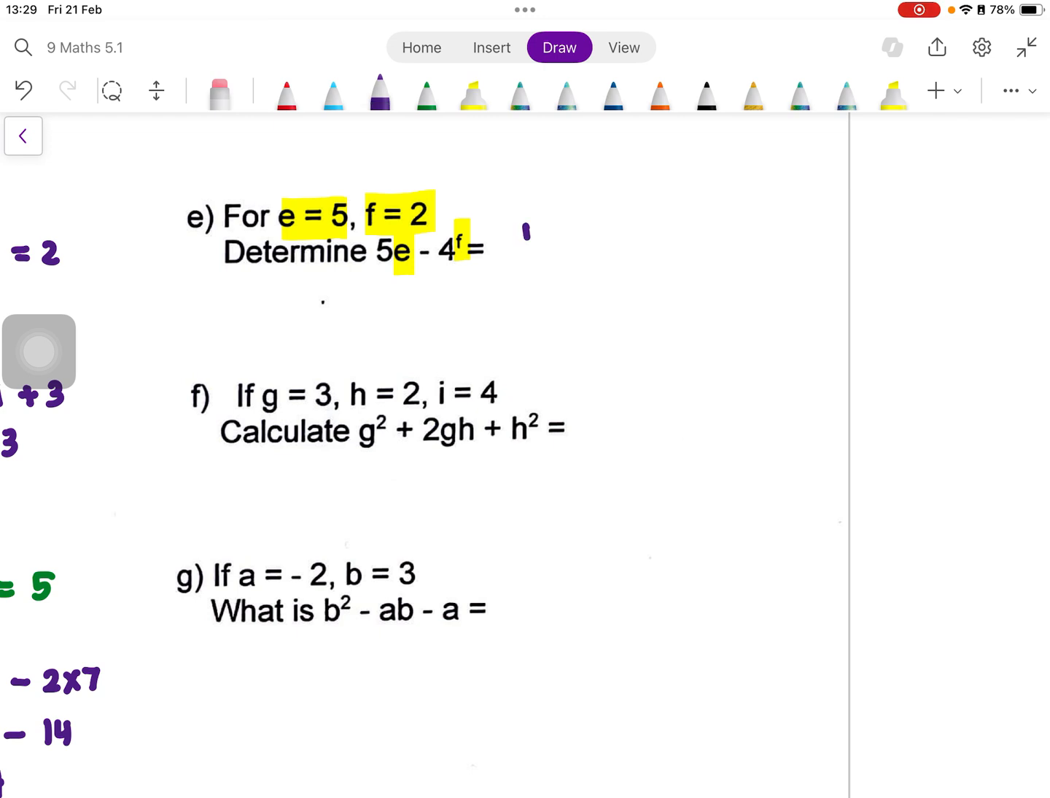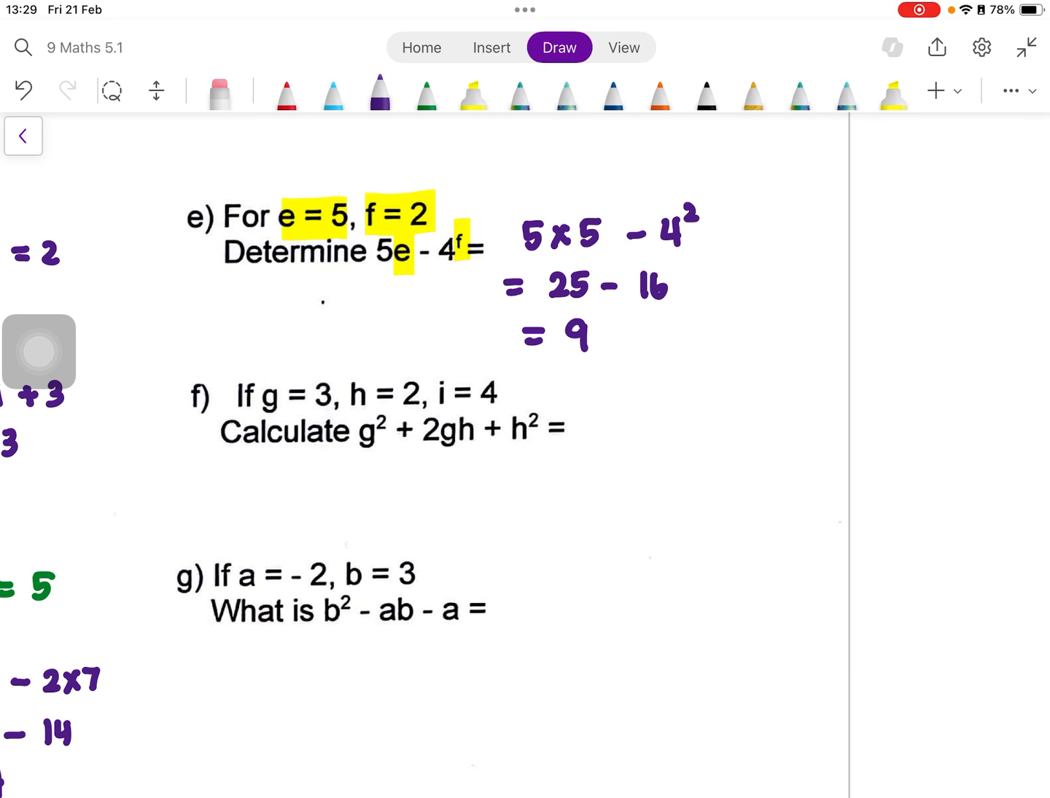So 5E is 5 times E, so 5 times E itself is 25. 4 to the power of F, F is 2, so that will be 4 squared. So that will be 25 minus 16, so that will be 9. That's it.